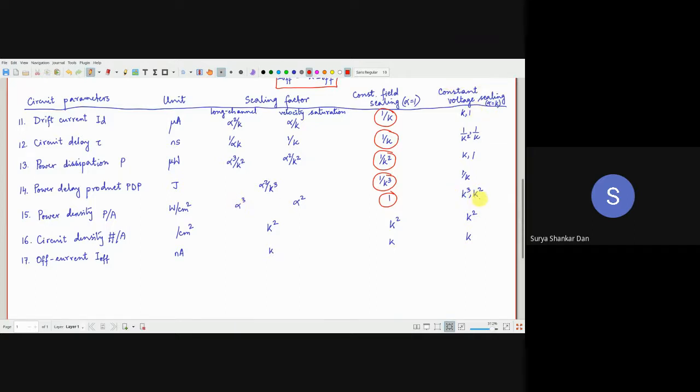On the contrary, if you look at the constant voltage scaling, alpha equal to k, so it becomes k cube and k square. So the power density becomes extremely high. As I said, our objective is to reduce the power density as much as possible. So this becomes extremely high.